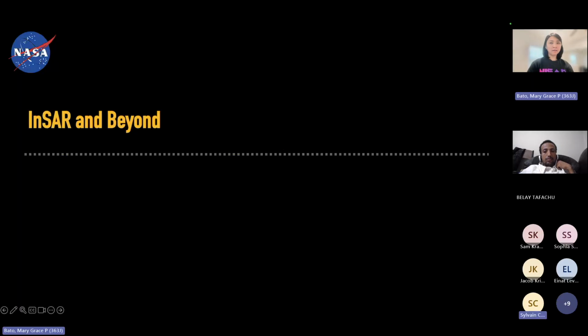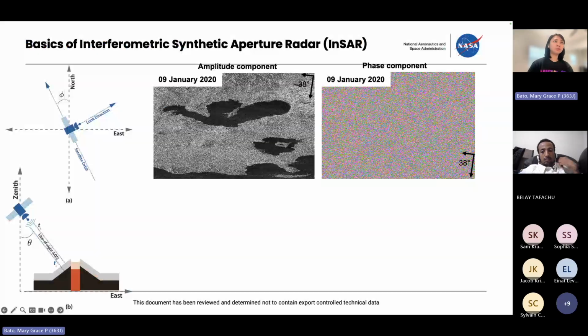Okay, so you can move towards InSAR. I want to really be able to go through showing you how we could use NISAR data. So for this case, going back to this image that I had earlier, you have the amplitude component and again the phase component.